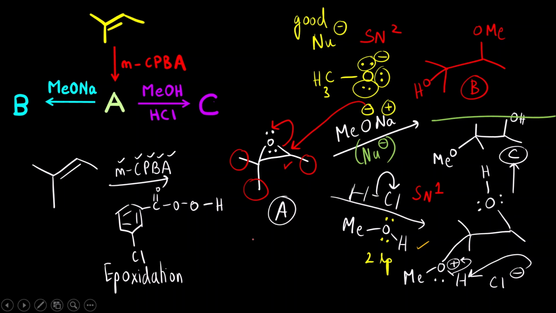I hope you have understood this mechanism. Always remember, whenever there is presence of acid, a carbocation intermediate is formed. We know in the SN1 reaction, that carbocation intermediate is formed. So in presence of acid, the SN1 mechanism takes place, and if there is no acid and a good nucleophile, then the SN2 reaction takes place.